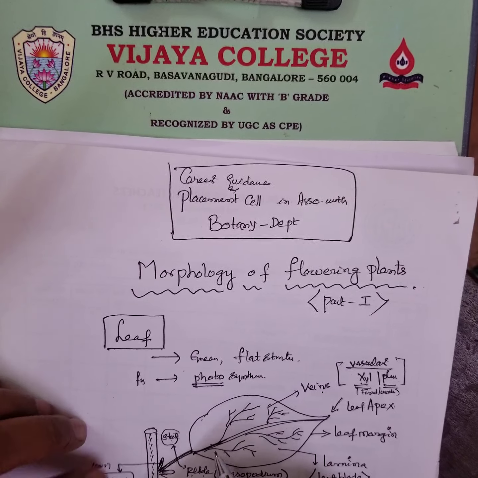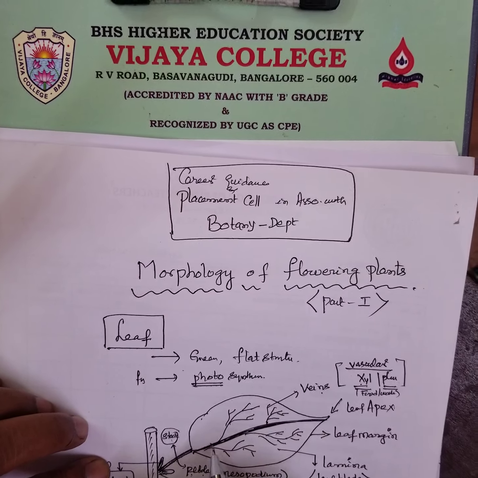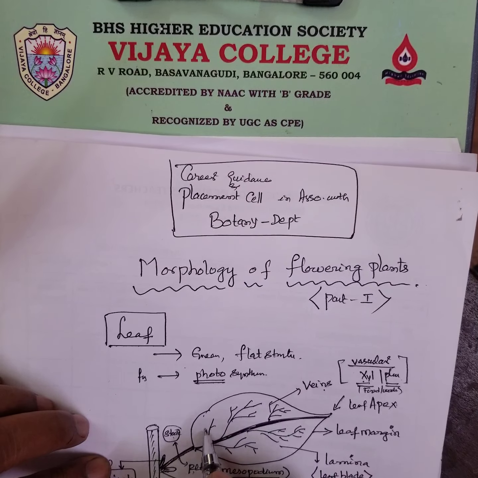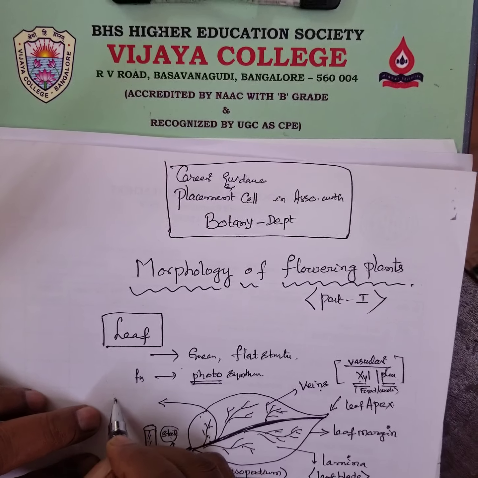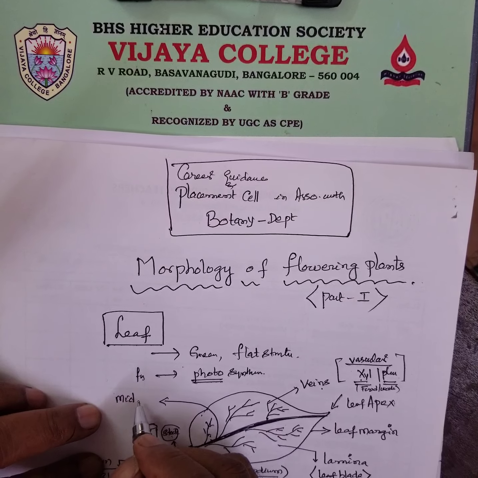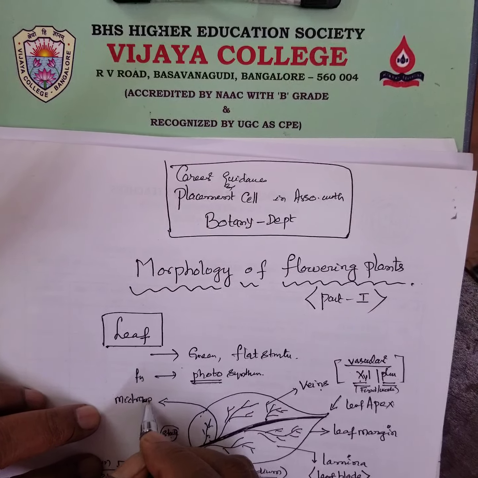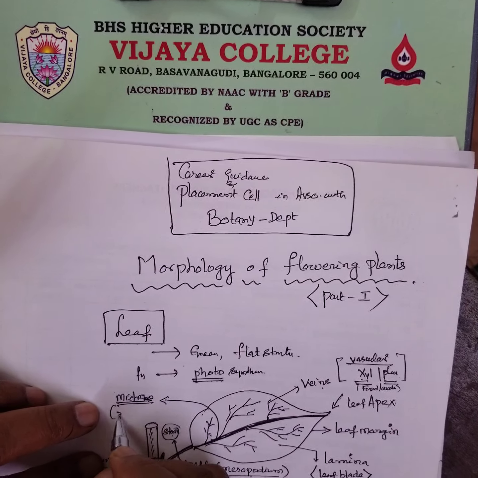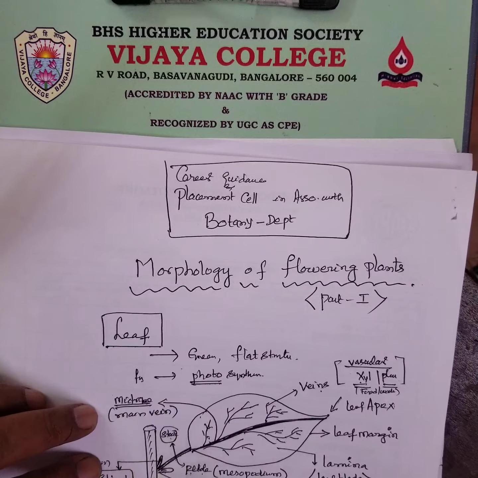This is the main vein, right? This main vein, what is the name of this? This is called the midrib. This is called the main vein.